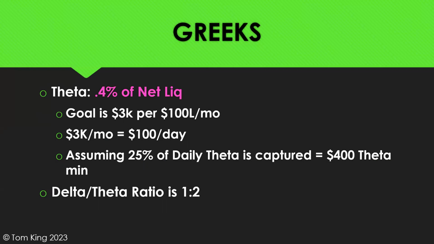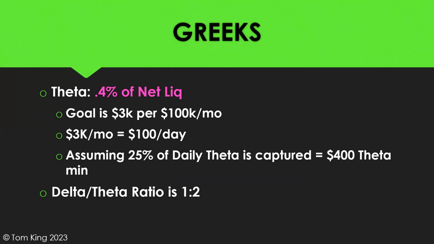So for me, Theta, I look for about 0.4% of my net liq in Theta. That's my goal. How do I arrive at that piece? Well, my goal, let's just say, is, again, 3% a month. Well, let's say you had a $100,000 account here. On a $100,000 account, my goal is $3,000. Okay, so my goal is $3,000 a month.